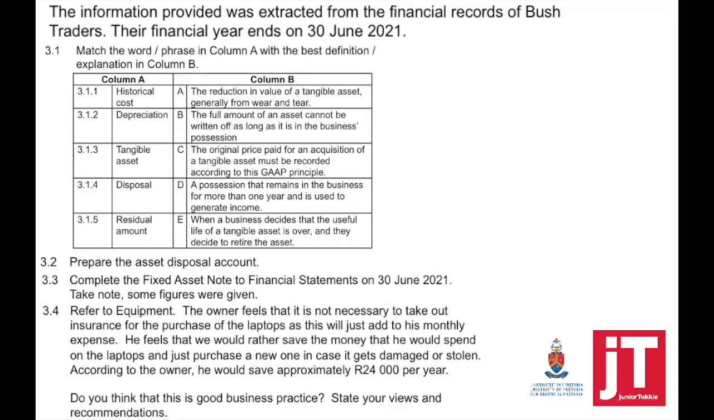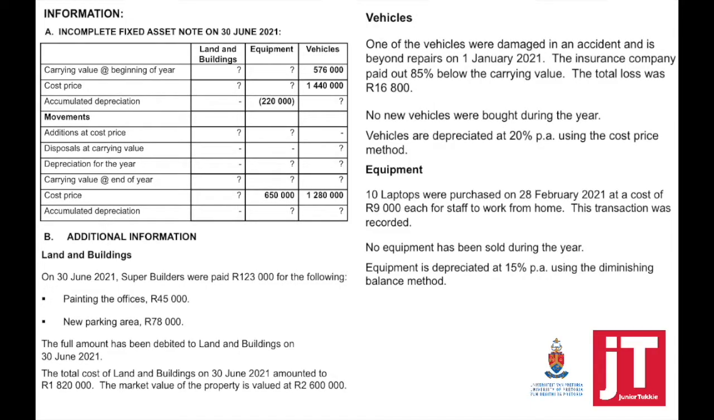The information provided was extracted from the financial records of Bush Traders. The financial year ends on 30 June 2021. Again, a reminder: always know when your accounting period ends and when it starts. If it ends 30 June 2021, it means it starts the 1st of July 2020. In this activity, they provided you with an incomplete fixed asset note on 30 June 21, and then you need to look at the additional information.